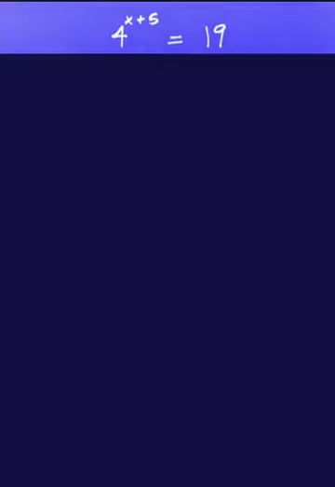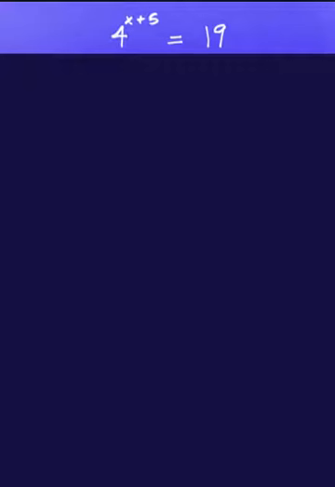This exponential equation is made more difficult by the fact that we have the base 4 on the left, and on the right, that number is not a power of 4. If the number on the right were a 16 instead of a 19, we would know that we just had 4 squared on the right, and that x plus 5 just has to equal 2. But we don't, so we have to use logarithms to solve this.